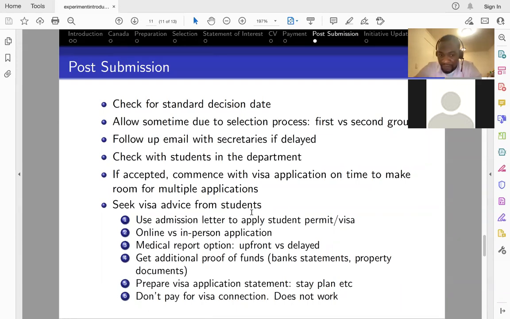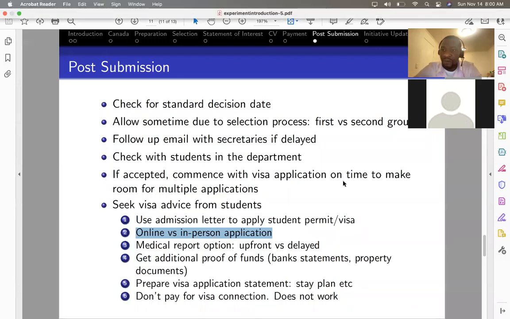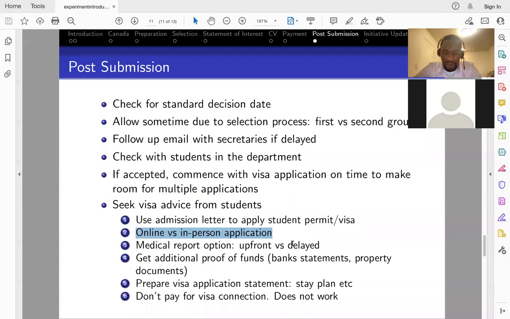Use your letter, apply for the visa. See whether you are going to apply in person or online. These are options. See whether you are going to give a medical report upfront. I think these are things that we can capture probably later. Due to time, I wouldn't be in a position to go so much deeper into them.